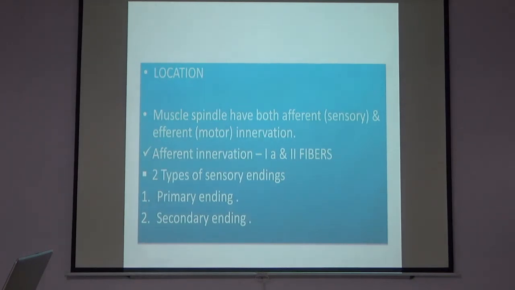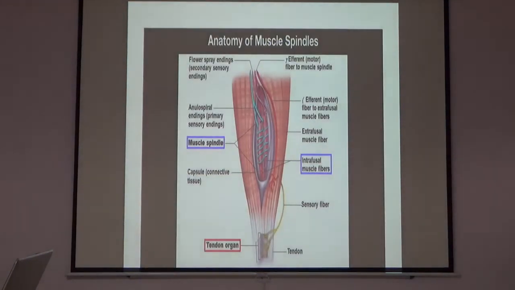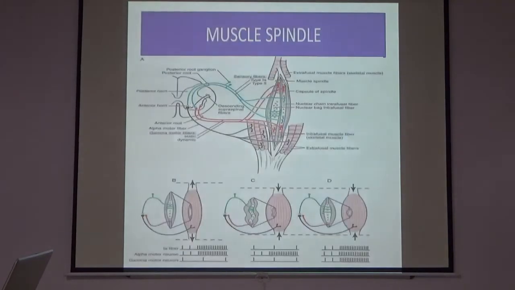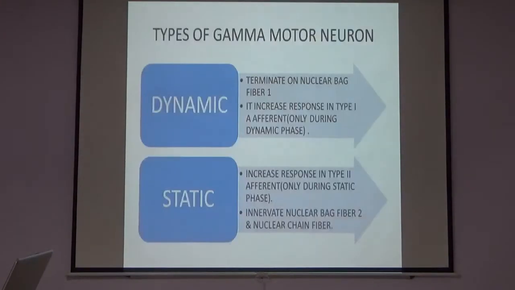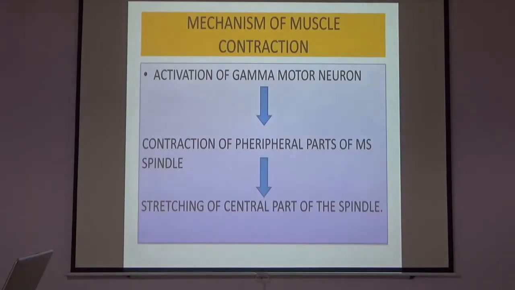Then afferent innervations, we have seen that it is 1A and 2 fibers. 1A is also called A alpha fibers, and 2 fibers are also called as A beta fibers. There are 2 types of sensory endings, primary and secondary. We have talked all about this in the previous class. Then we have the efferent innervation. And then today we are going to talk about the mechanism of muscle contraction. How this muscle contraction is carried out by the muscle spindle.